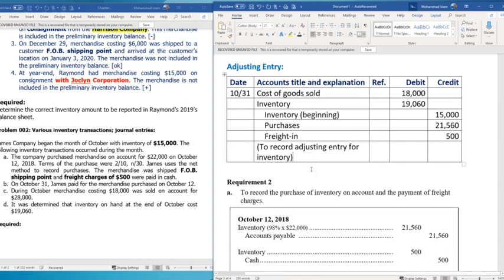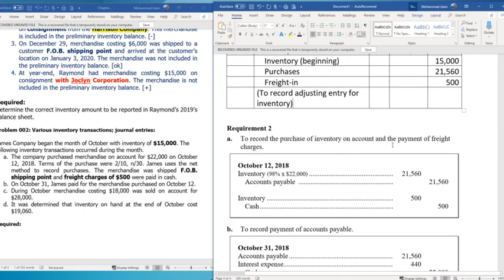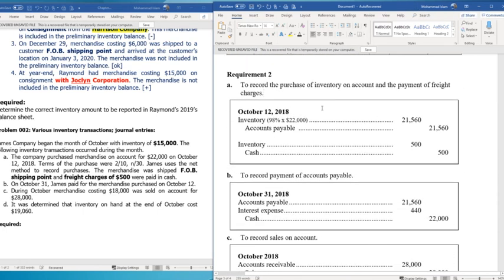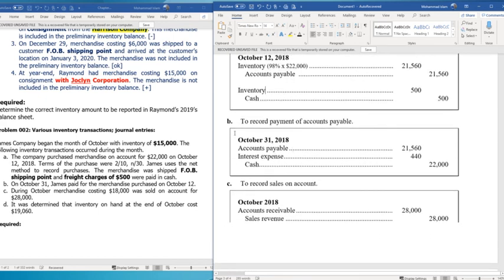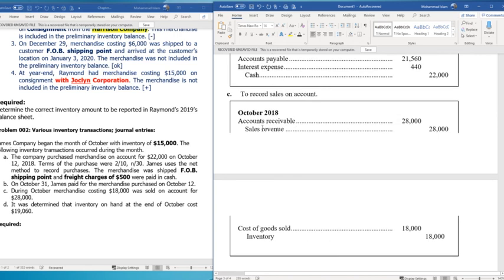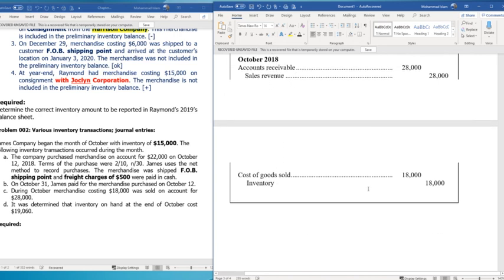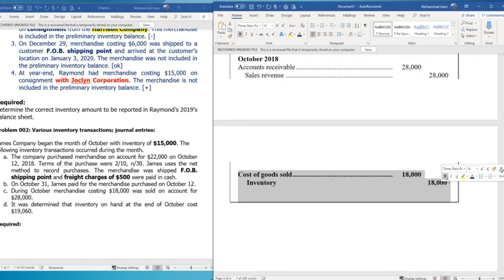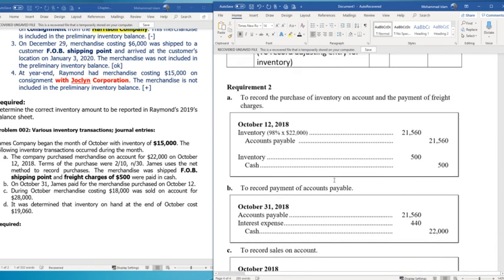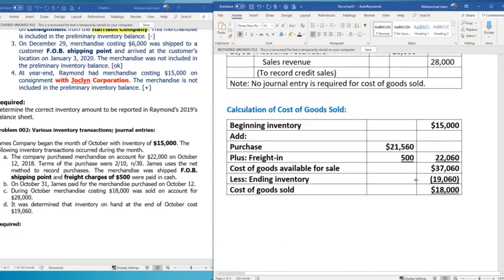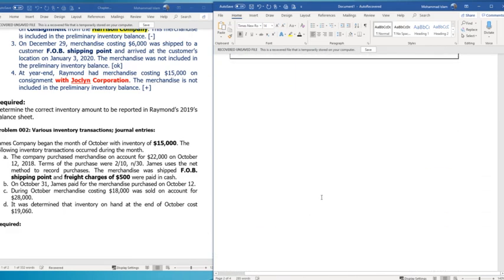And under the perpetual inventory system, see requirement 2, it is almost similar, the same thing. And to record the payments, it is almost the same thing, accounts receivable, but this is the difference. We have calculated the cost of goods sold 18,000 here. So we'll be recording this one, and that's it.